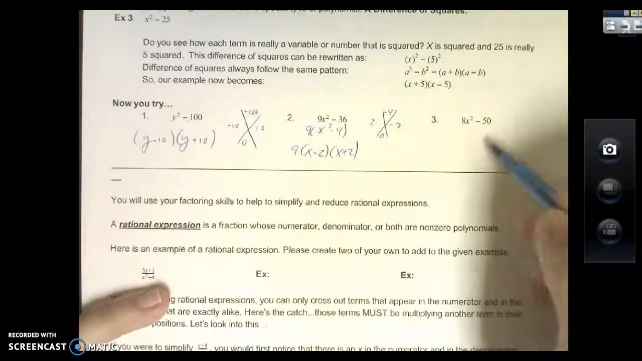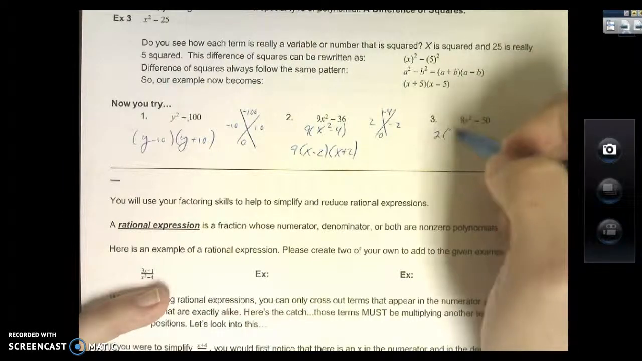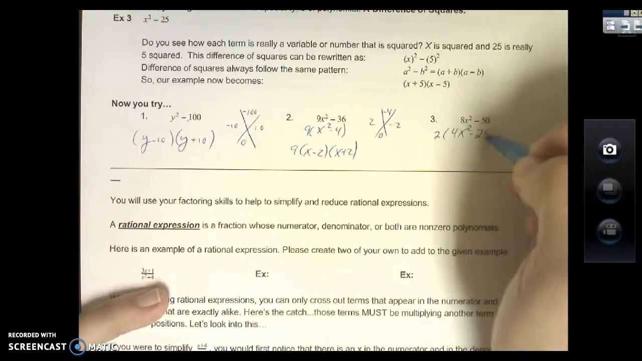Good. Okay. Over here, what number goes into both of these? Hopefully you guys see it's 2. Take a 2 out. I'm left with 4x squared minus 25. Alright.